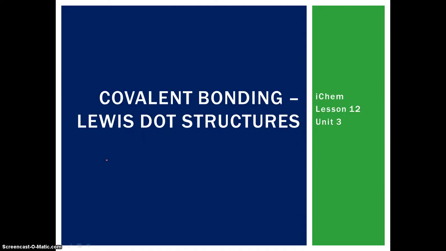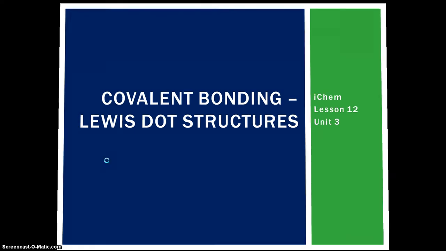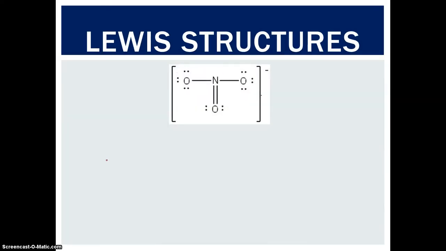Alright, here we go with iChem lesson 12 on covalent bonding. Really getting a lot better with those Lewis dot structures and what they mean for understanding the forces in our molecules. So we talked a little bit about the Lewis dot structures in the guided inquiry in class today, but let's just put a definition down.